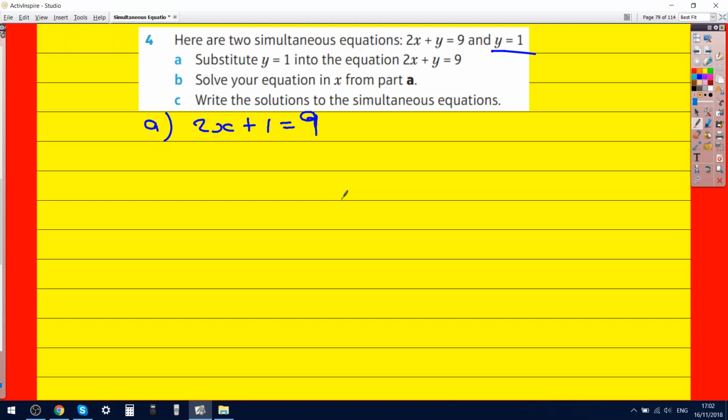So it's 2x plus 1 equals 9. So I do 9 minus 1, which is 8. And 2x must equal 8. So then x equals 4. That's it. And so x equals 4, and they already told us y equals 1.